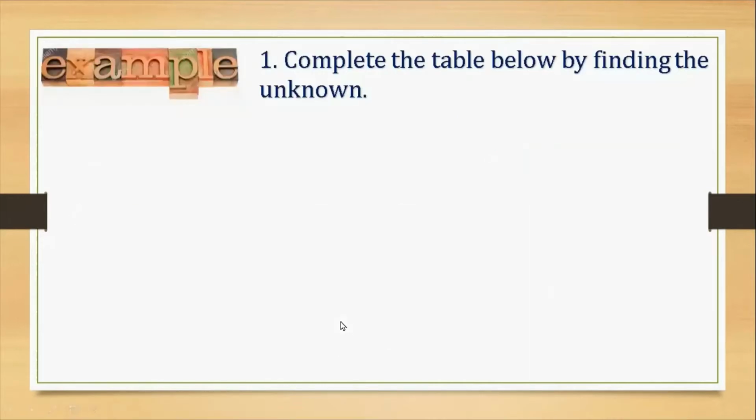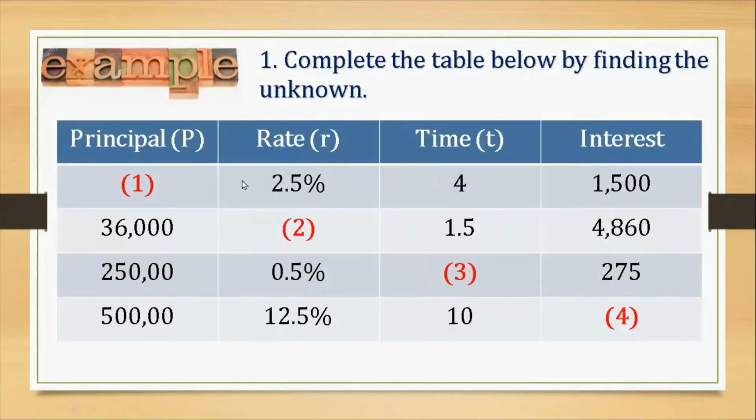Let's try an example. Complete the table below by finding the unknown. The red marks here, 1, 2, 3, and 4, are the unknown. For row 1, we need to look for the principal. For row 2, we need to find the rate. For row 3, we need to determine the time. And for row 4, we need to solve for the interest. Let's start with number 1.